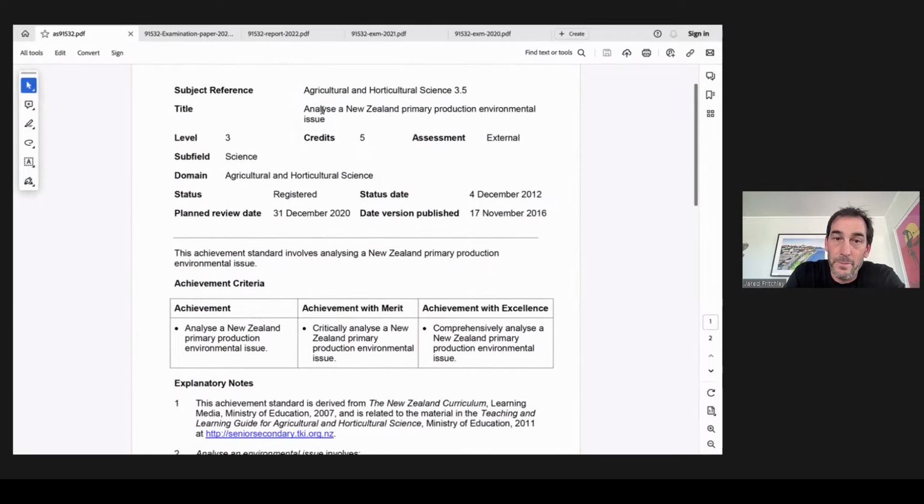That was the title we just read, Analyse a New Zealand primary production environmental issue. So analyse, you're examining, you're looking into trying to understand more about a New Zealand example. So it has to be an example from a farm type or production system from within New Zealand, and about a primary production environmental issue.